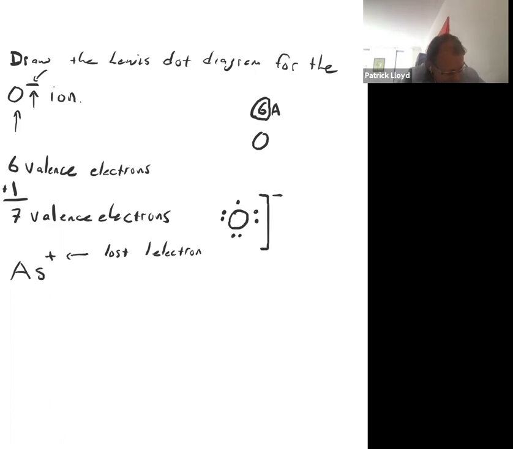Okay, so what you do is you say, okay, let's look and see where arsenic is. Arsenic is underneath phosphorus. It's in group 5A. So that means it has 5 valence electrons, but it's positively charged. So that means we lost 1 electron. So this would have 5 electrons. This one's only going to have 4 electrons. So you just take 1 electron off. If it was +2, you would take 2 electrons off. If it was +3, you would take 3 electrons off. So we have 4. So you just draw the symbol and then 1, 2, 3, and 4.